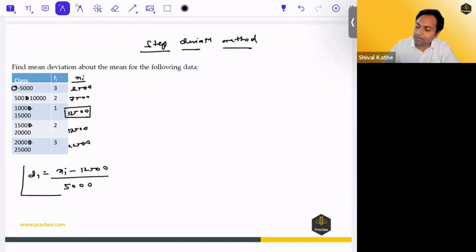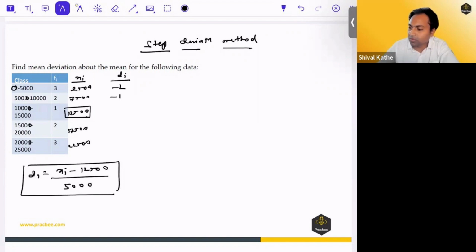And there is something magical that is going to happen. Now you can see that your values will start reducing. If I subtract this and divide, it becomes -2, -1, 0, 1, 2. I did not have to do such a big calculation. And now either with the first method or the second method, I can find the value. Even if I use my first method and find fi di, I will first find di square.